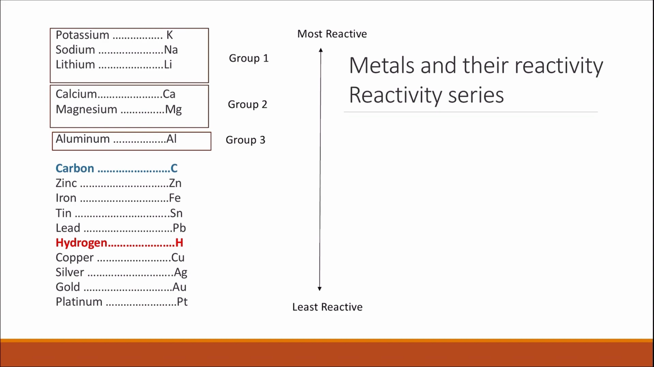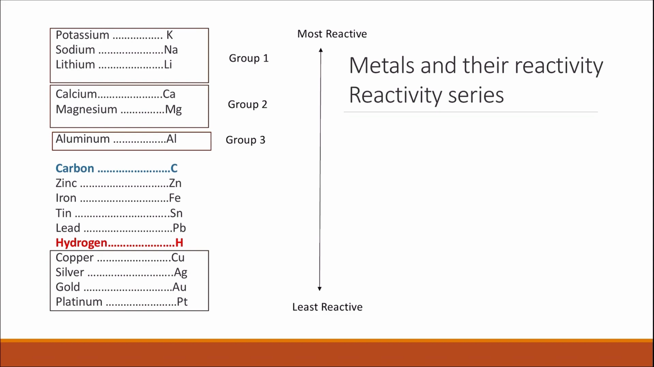The elements which are less reactive than carbon, you're going to find some of them are group 4 elements like tin and lead, and some of them are transition metals like iron, copper, silver, gold, and platinum. Another thing we need to notice are the elements which are less reactive than hydrogen. These will include copper, silver, gold, and platinum. So basically try to remember that these metals are mainly used in making jewelry. So these are the least reactive ones, less reactive than hydrogen.